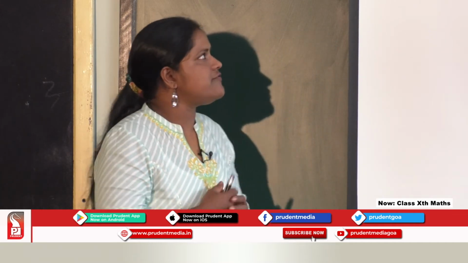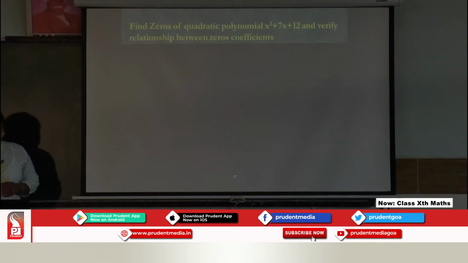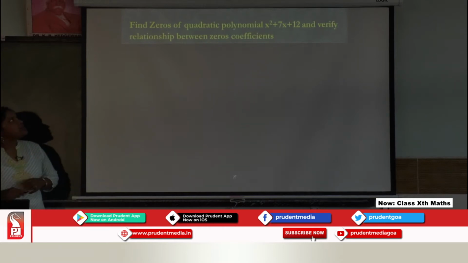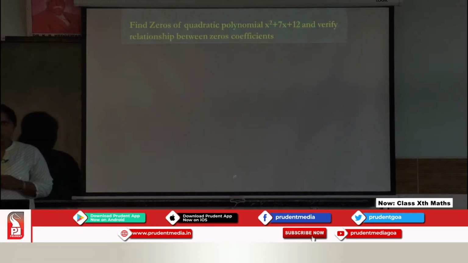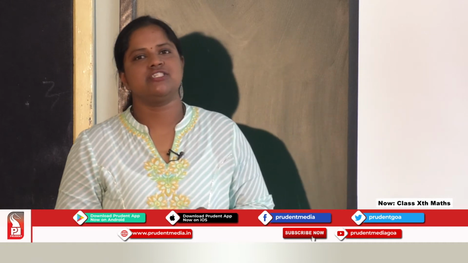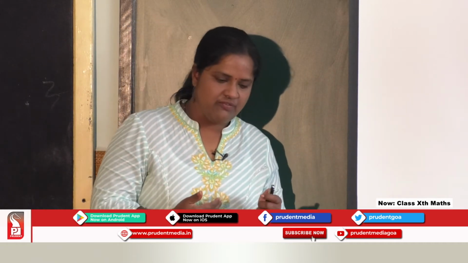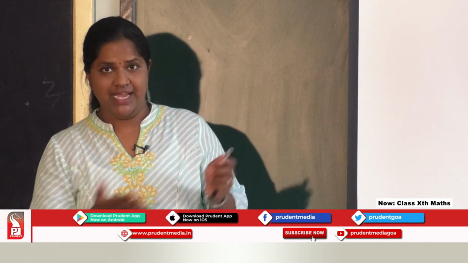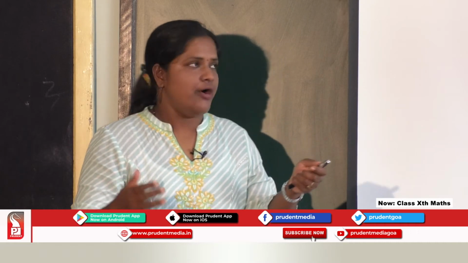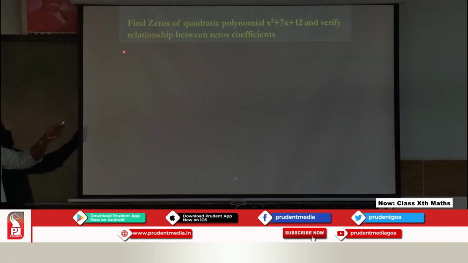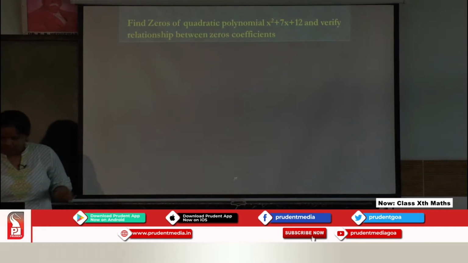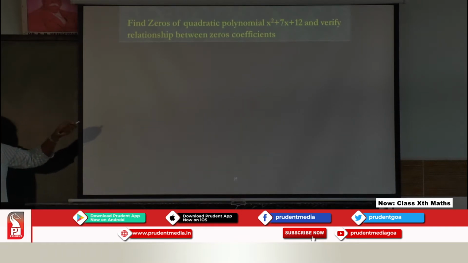Now let's proceed further. In today's session I'll start with finding the zeros using those 3 methods which we had learned, either splitting the middle term or finding the common factor or shifting the term. It depends on what polynomial is given to us. And then the very important part is how to verify the relationship. Verification is important here. This problem mostly comes for 2 marks.